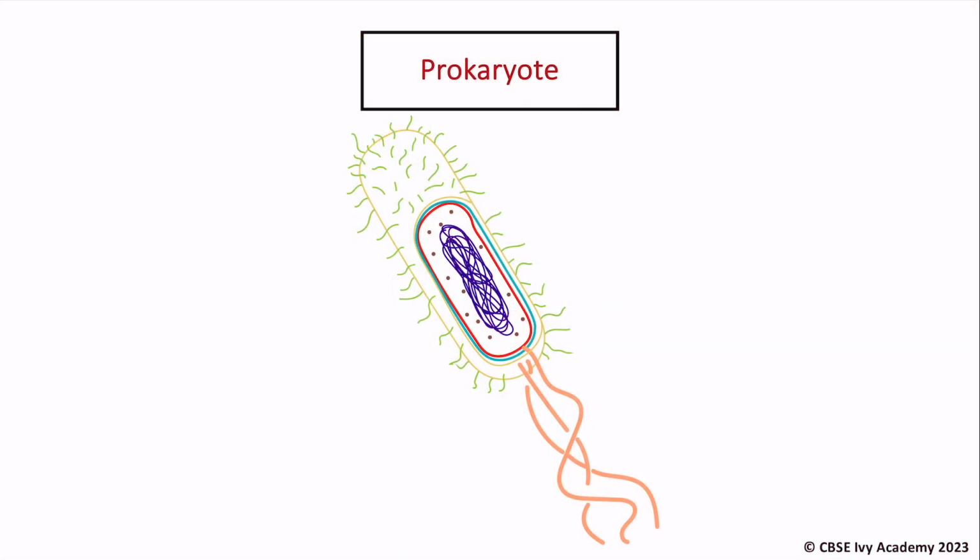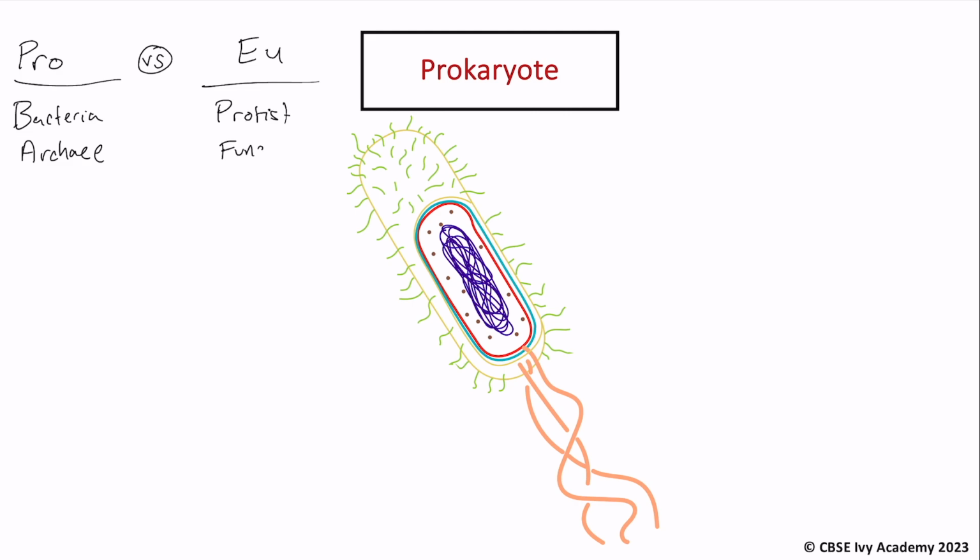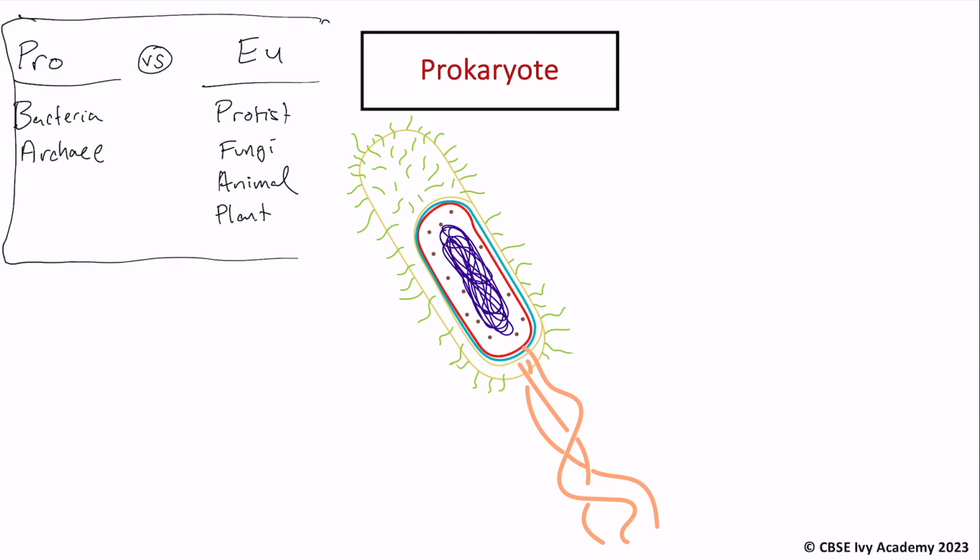The prokaryote. So cells can be of two types. They can be prokaryotic or they can be eukaryotic. And now I'm going to give you a little map here. If you're under the domain of bacteria or archaea, then you are a prokaryote. But if you are a protist or fungi or an animal cell or a plant cell, you will be a eukaryote. So you should keep these divisions in mind for prokaryote versus eukaryote.